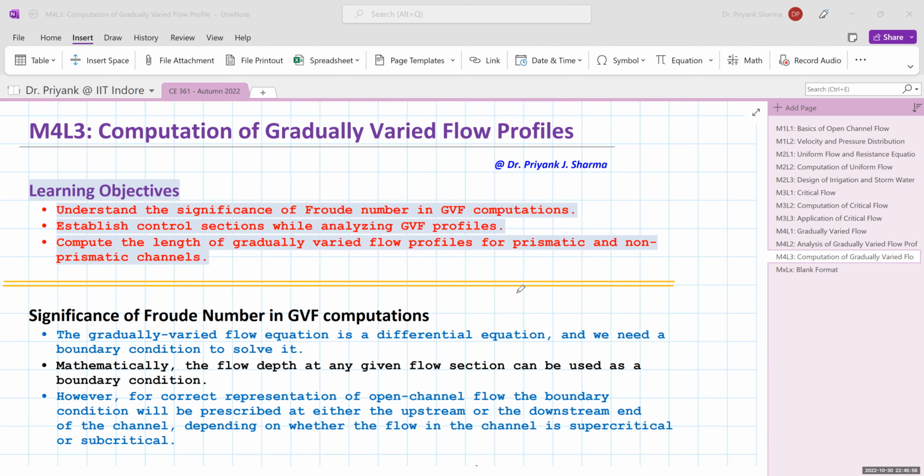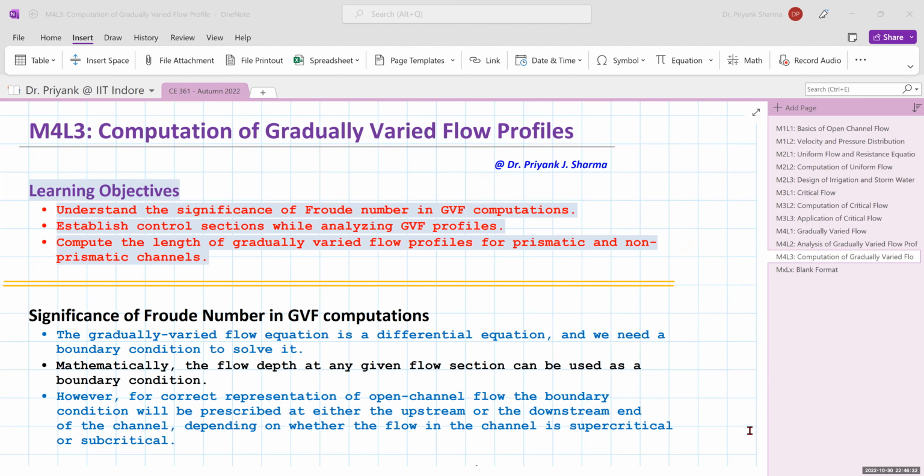The gradually varied flow is usually a differential equation, and we need some boundary conditions to solve that differential equation. Now from where would these boundary conditions arise? Mathematically, the flow depth at any section is a boundary condition because you have dy by dx, so y at different sections can serve as a boundary condition. But in order to correctly represent the open channel flow boundary, we need either an upstream or a downstream boundary condition, and that depends upon whether your flow is supercritical or subcritical.